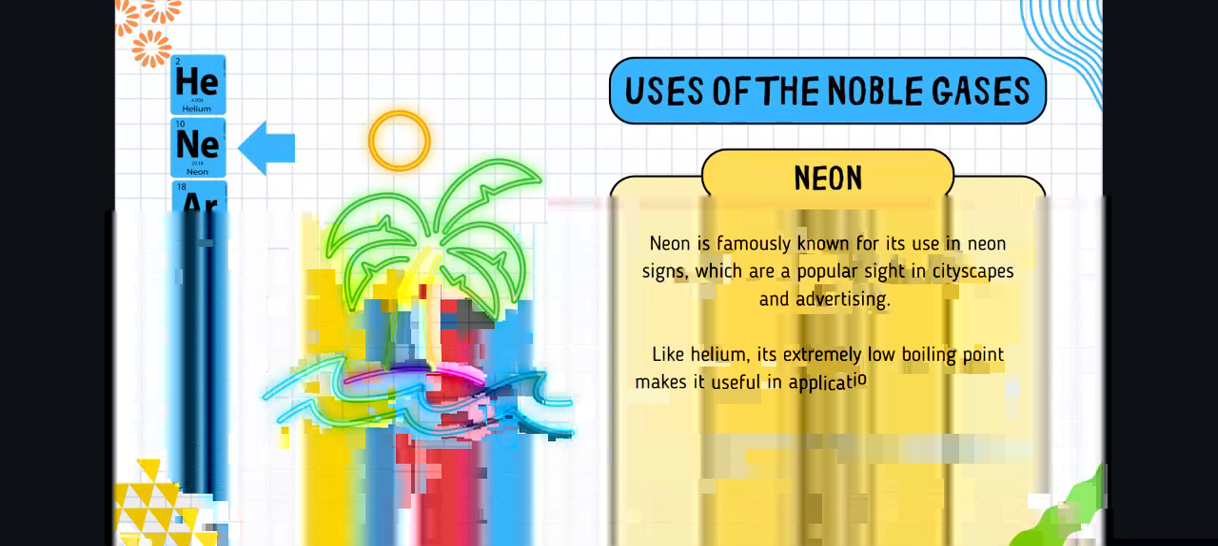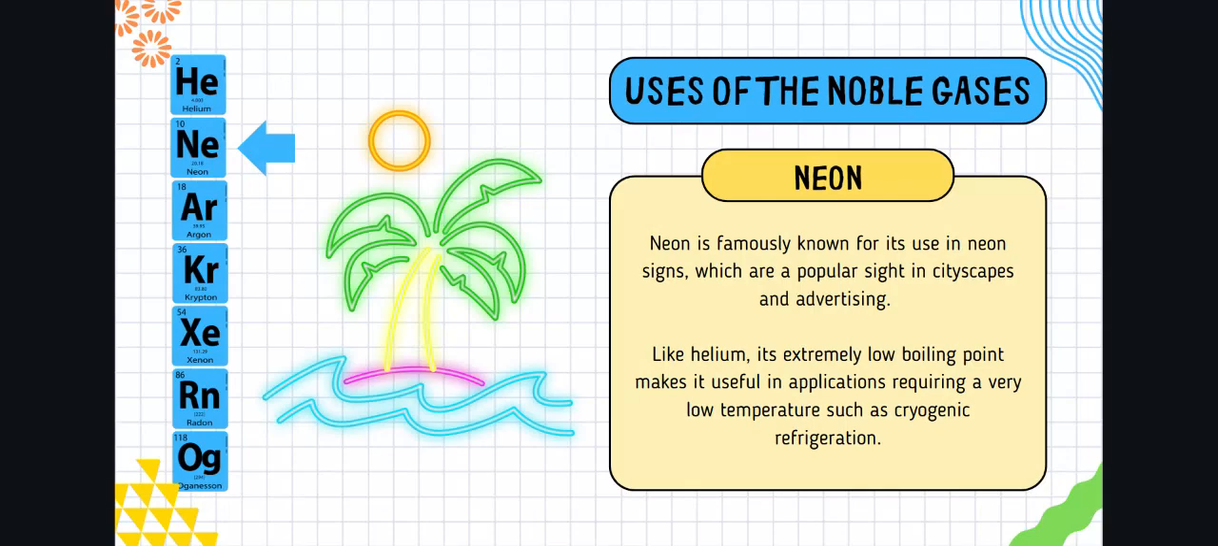Now let's learn about neon. Neon is famous for neon signs, popular in cityscapes and used in advertising. Just like helium, its extremely low boiling point makes it useful, and one of its less known uses is cryogenic refrigeration, which stores things at extremely low temperatures by freezing them. But, as I said, the most common use in cityscapes and advertising is neon signs.